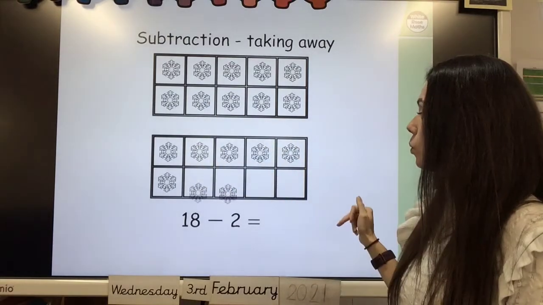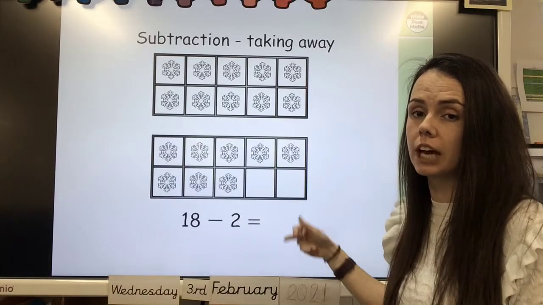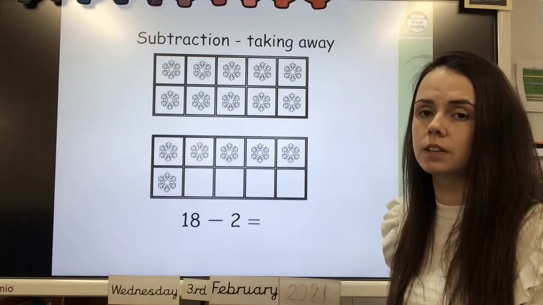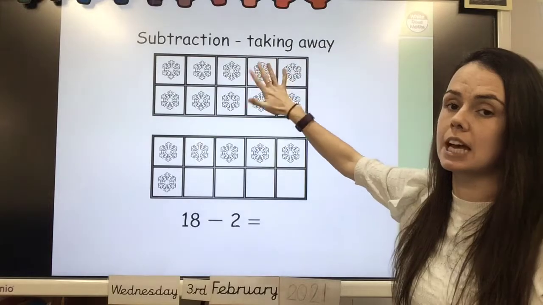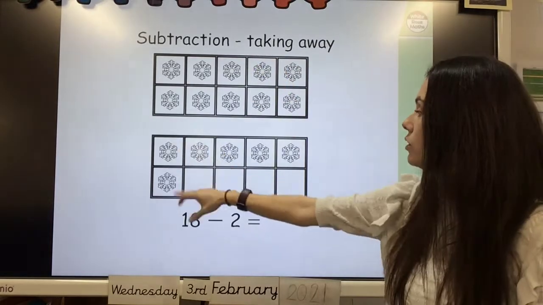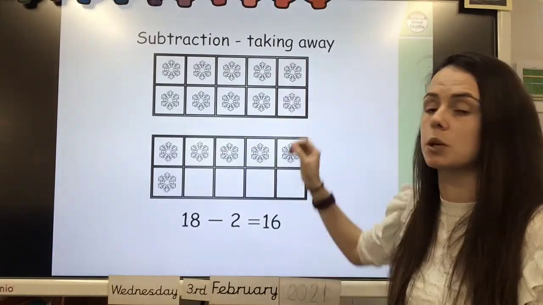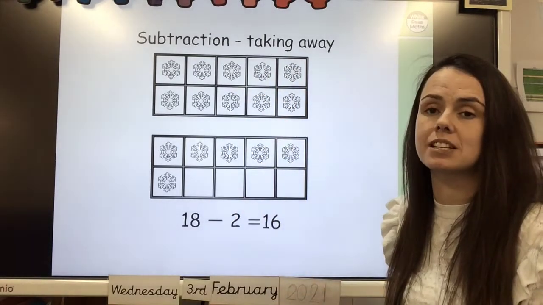So 2 are taken away. So they were there and we've taken them away. So how many have we got left? Had 18, we've taken away 2. So now we've got a 10 and how many is here? 1, 2, 3, 4, 5, 6. 16. Well done. So 18, take away these 2, left us with 16.